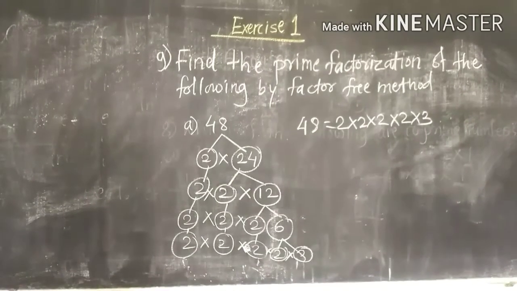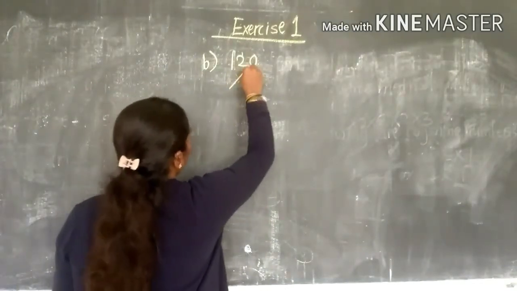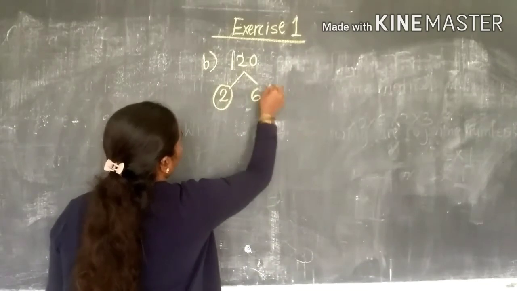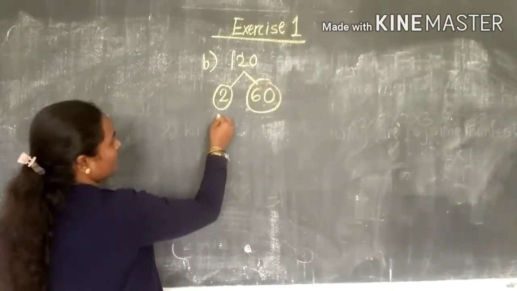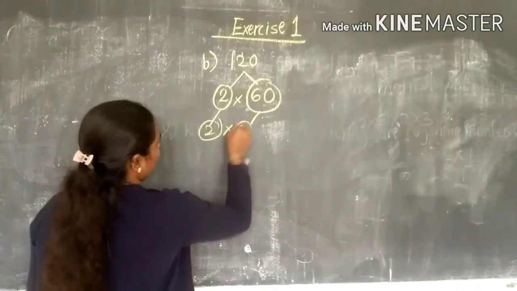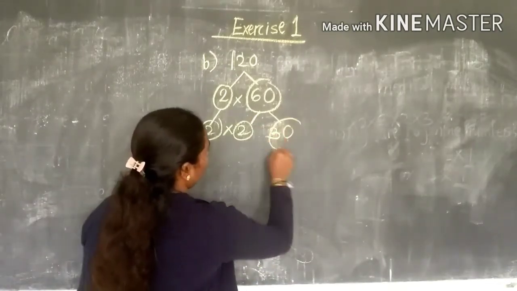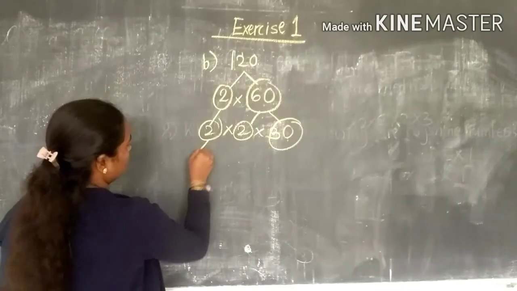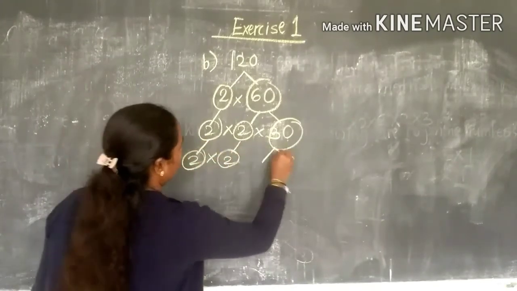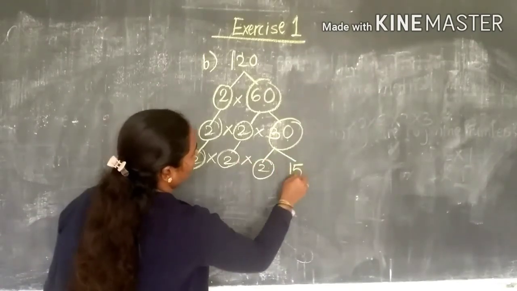We will take the next example. Now next example is 120. We have to do the factorization. Divide by 2. 2 6s are 12, 2 0. We get 60. Then 2 3s are 6, 2 0. Then again factors. These are common now. 30. Again divide. 2 1s are 2, 2 5s are 10.